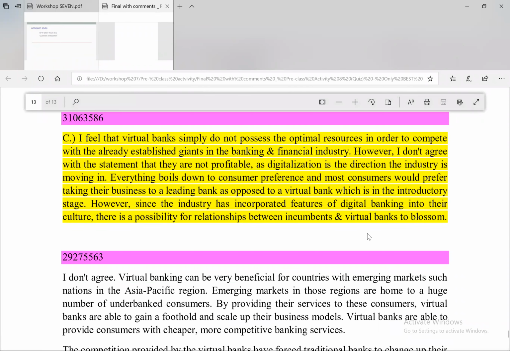I feel the virtual banks simply do not possess the optimal resources in order to compete with the already established giants in the banking and financial industry. However, I don't agree with the statement that they are not profitable. So he or she agrees with Bart.